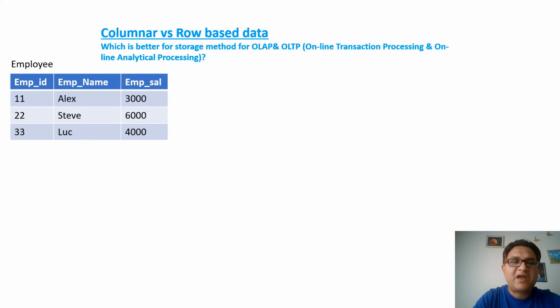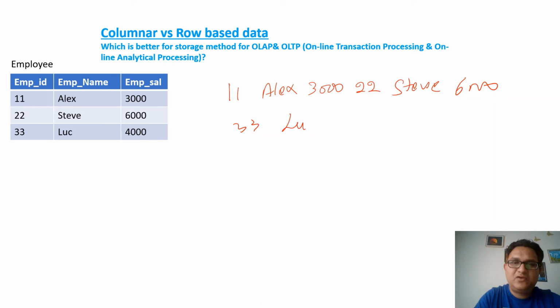So if we are going to store this row wise, how will it look? Let's take an example here. Let's say employee ID 11, name Alex, and employee salary 3000, and the next record I have 22, then name is Steve and 6000, 33, Luke is the name, and then 4000. If you are going to store data in row format, it will look like this.